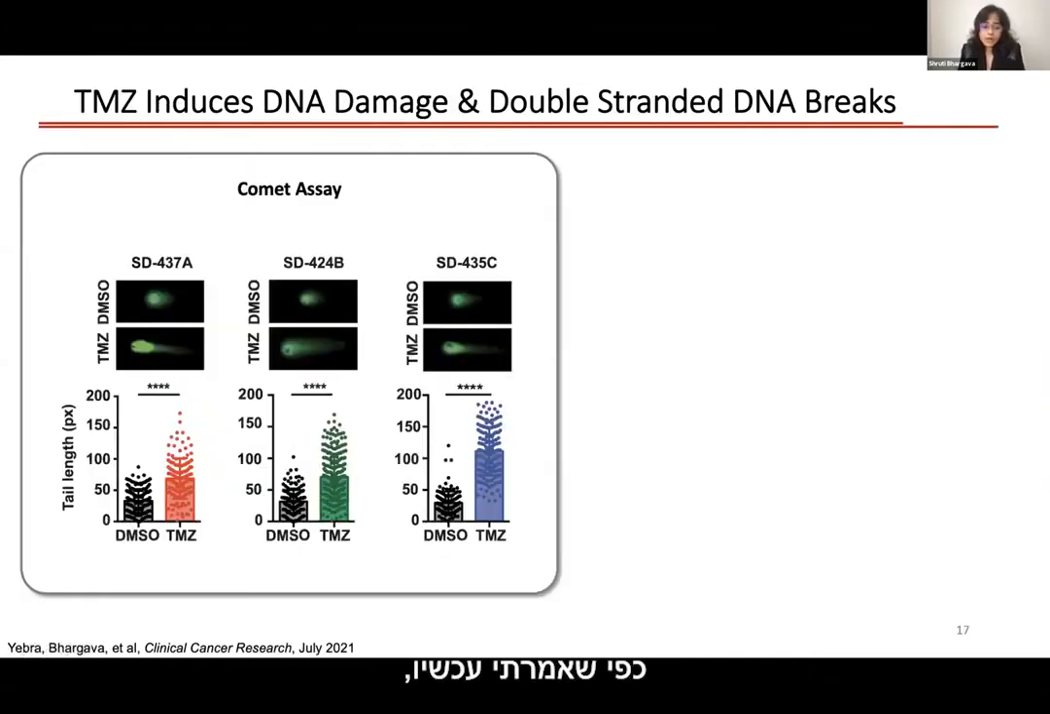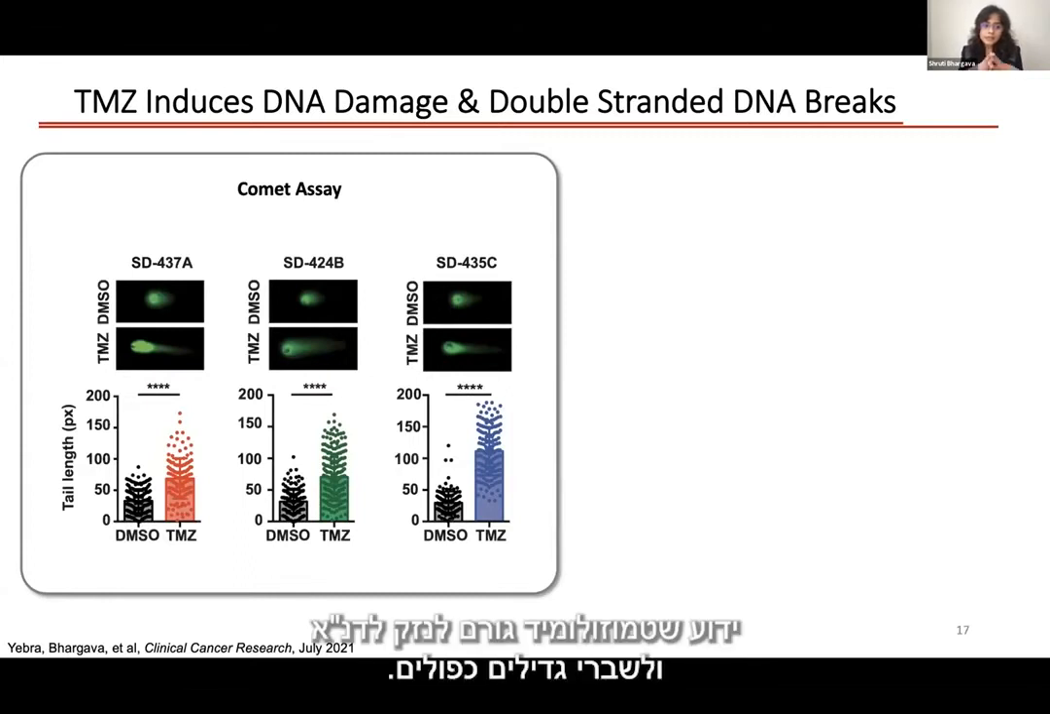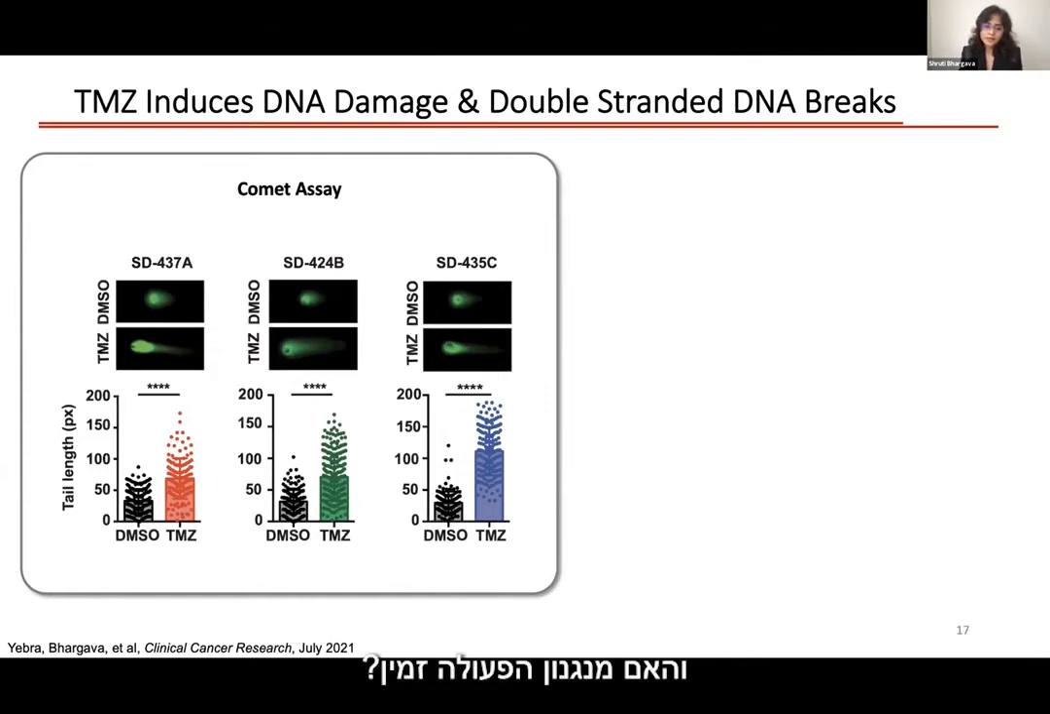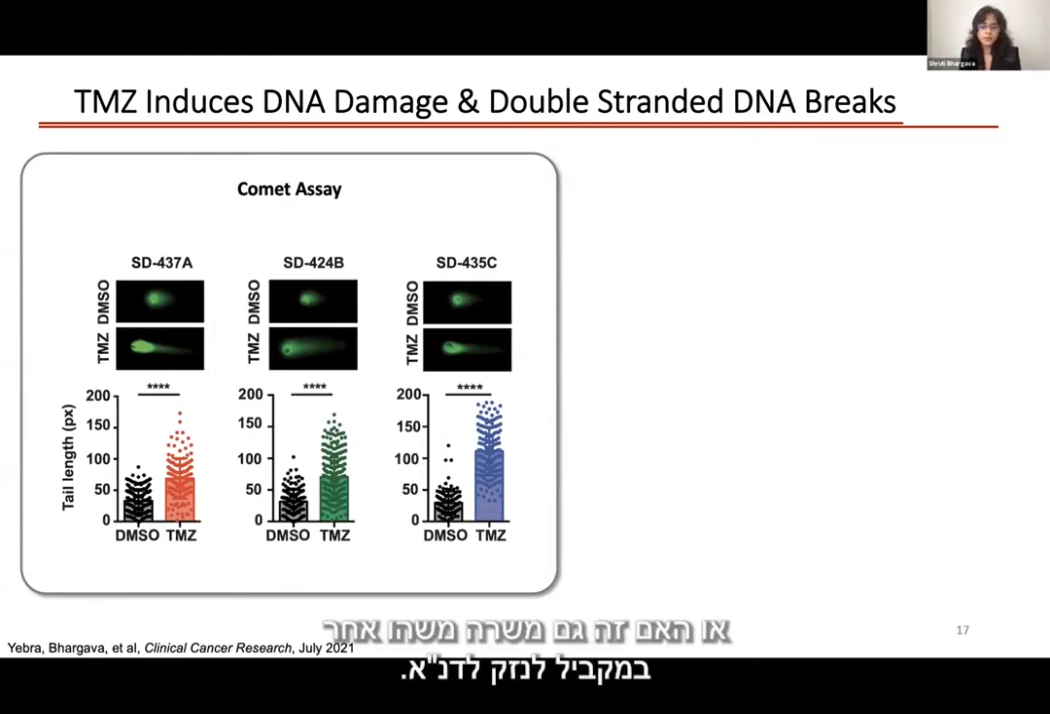Now, as I just discussed, temozolomide is known to induce DNA damage and double-stranded DNA breaks. It is widely used in other cancers like glioblastoma and melanoma, and thus the mechanism of action is available. So we also wanted to check if in our cells it is the primary mechanism of action, or is it also inducing something else in parallel with the DNA damage?